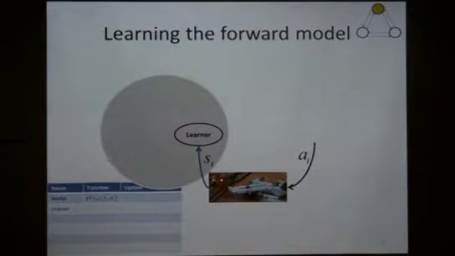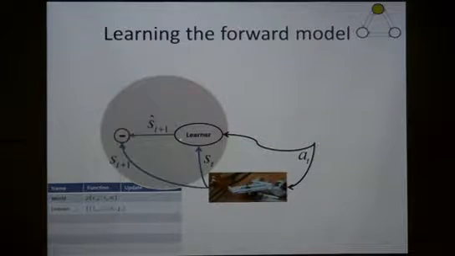So what do you need? You need sensor information. That's easy. You also need a copy of your actions, which is what is called the corollary discharge or efference copy in the brain. So you need a copy of the motor command, and you predict the next state. Okay? After you predict the next state, you wait one time step, some delay, and you get the actual next state.